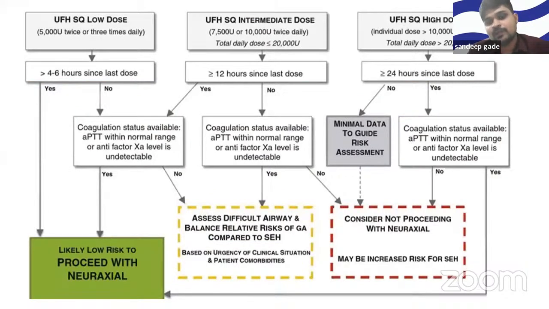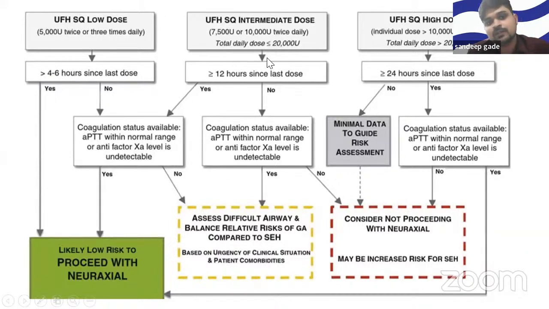Regarding the perioperative management of patients who are on anticoagulation and are planned for neuraxial procedures, if the patient is on low dose unfractionated heparin, we also have to look at the time since the last dose. If the time since the last dose is more than 4 to 6 hours, then we can safely proceed with neuraxial procedures.